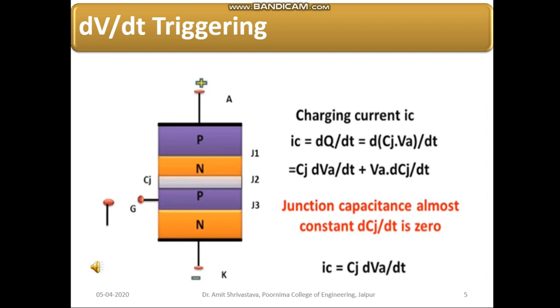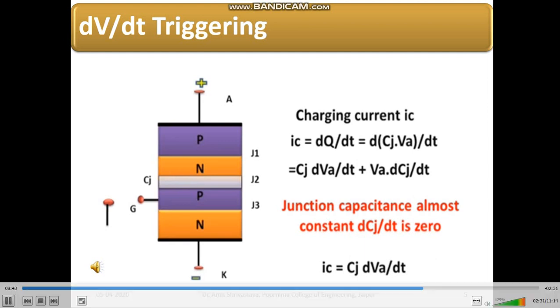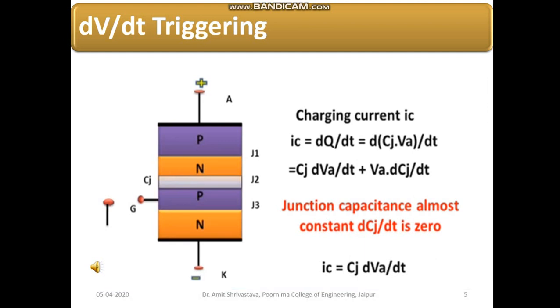Therefore, if the rate of forward voltage dVa by dt is high, the charging current Ic would be more. This charging current plays the role of gate current and turns on the SCR even though the gate signal is 0. Note that even if Va is small, it is the rate of change of Va that plays the role of turning on the device.